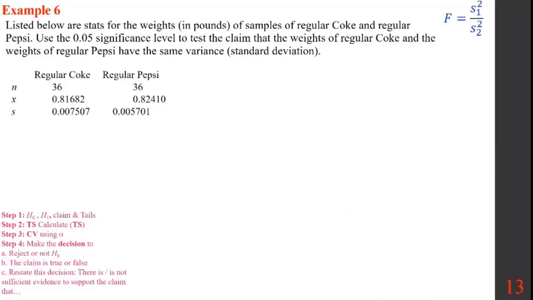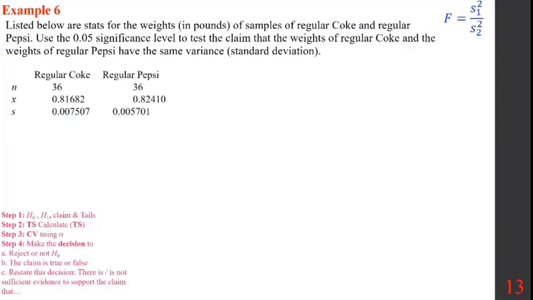Listed below are stats for the weights in pounds of samples of regular Coke and regular Pepsi. Use the 0.05 significance level to test the claim that the weights of regular Coke and the weights of Pepsi have the same variance or standard deviation. And then it has the numbers. Given information is symbolic, so you don't have to write it out in essence. So you have n sub 1, n sub 2. They happen to be identical, 36. You have x sub 1, 0.81682, and the other one is 0.8241.